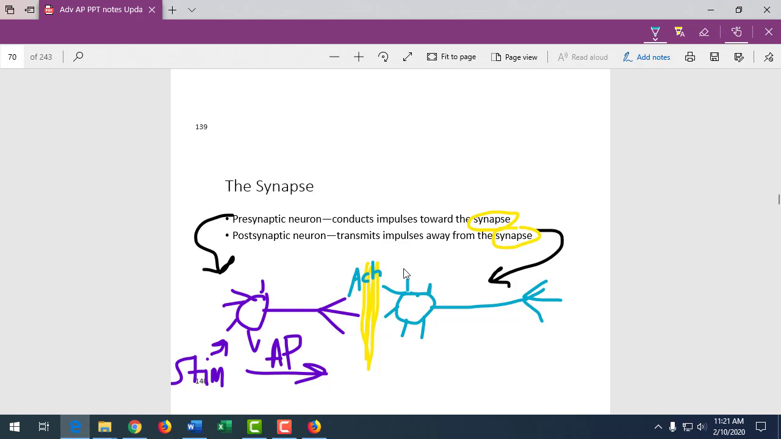So what type of channels will we always find on the postsynaptic neuron? There's three types: mechanically gated, ligand-gated, and voltage-gated. What type of channels would be on the dendrites of my postsynaptic neuron? Ligand-gated, yeah, because if it's got to bind acetylcholine, a chemical, it's got to have ligand-gated channels. Are these ligand-gated channels out here? No, it's some type of stimulus. It could be light, sound, pressure, touch. So the presynaptic neuron can have a variety of types of channels on its dendrites, but out here in the postsynaptic neuron, it's got to be ligand-gated.